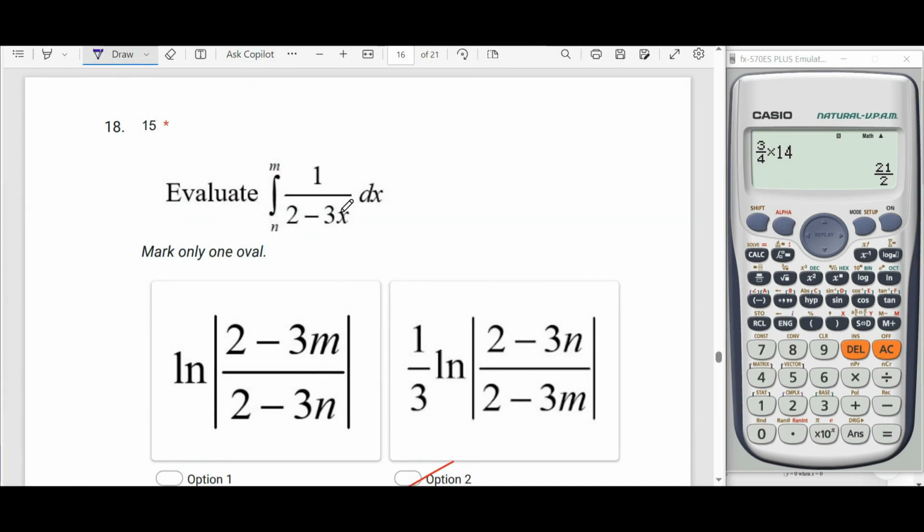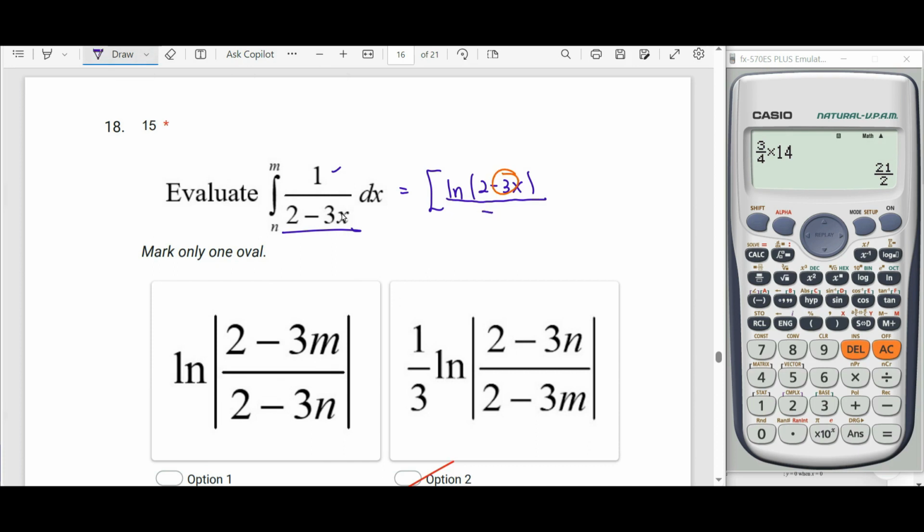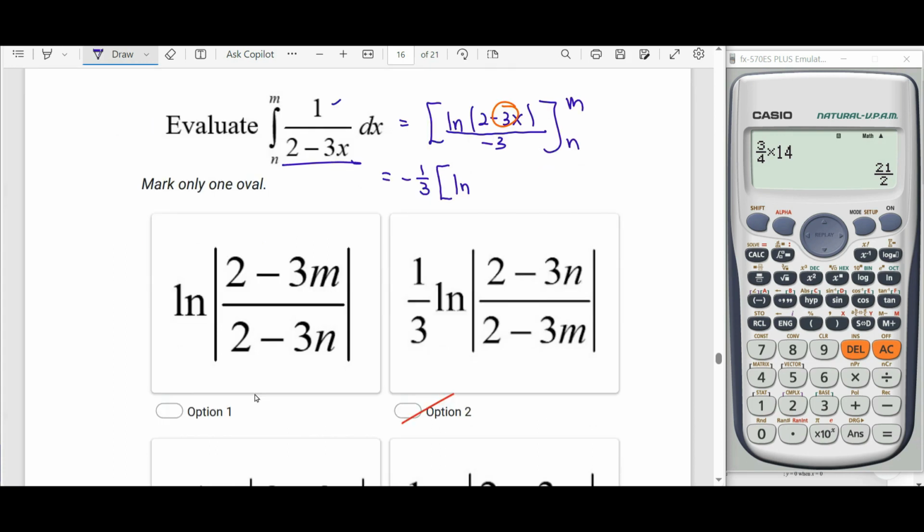Then next, to integrate this, it is a fraction with a linear denominator, so we can do direct integration, which gives us ln of 2 minus 3x. Don't forget to divide by your coefficient of x, which is your a here, negative 3. Then the upper limit is m, the lower limit is n. So try to simplify this. We take out negative 1 over 3, and substitute the upper limit, ln of 2 minus 3m, minus ln of 2 minus 3n. So ln minus ln gives us a single log, where the items are in division.